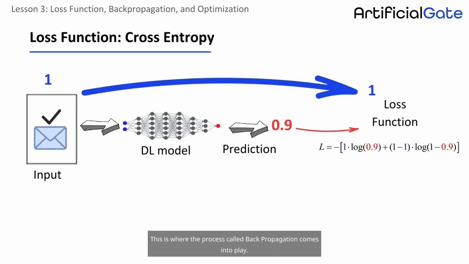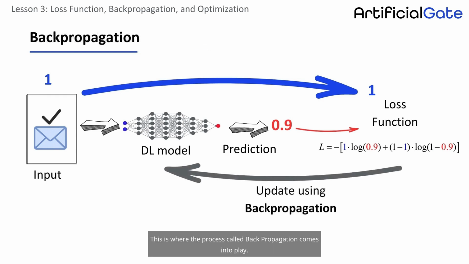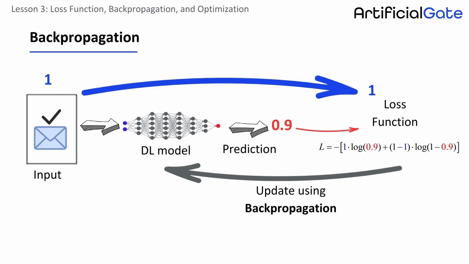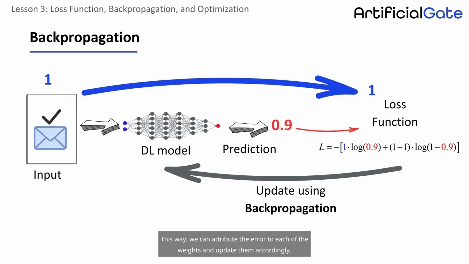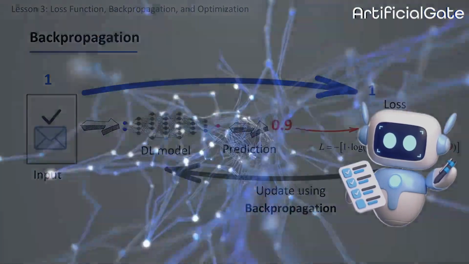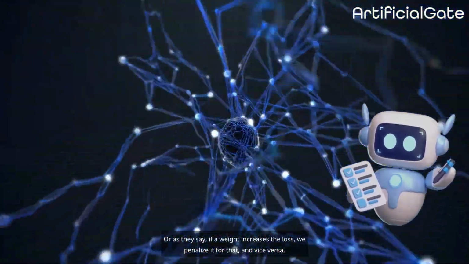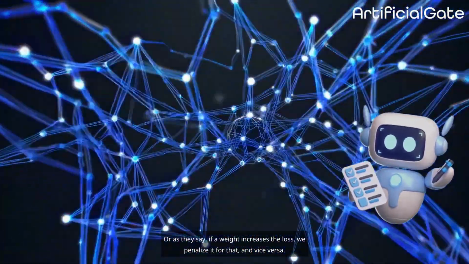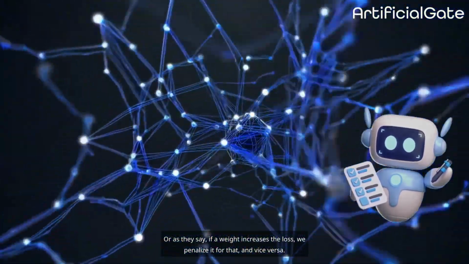This is where the process called backpropagation comes into play. The idea is simple. After the network makes a prediction, we calculate the loss. Then, using the chain rule, we determine how each weight in the network affected the loss. This way, we can attribute the error to each of the weights and update them accordingly. Or as they say, if a weight increases the loss, we penalize it for that and vice versa.